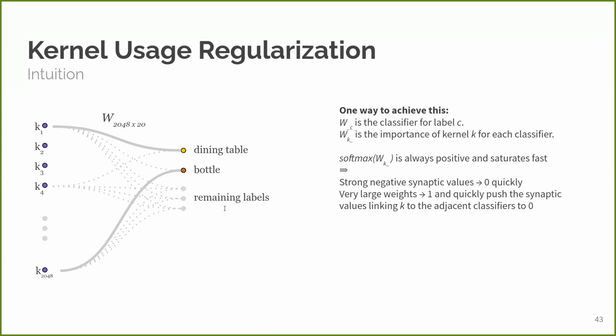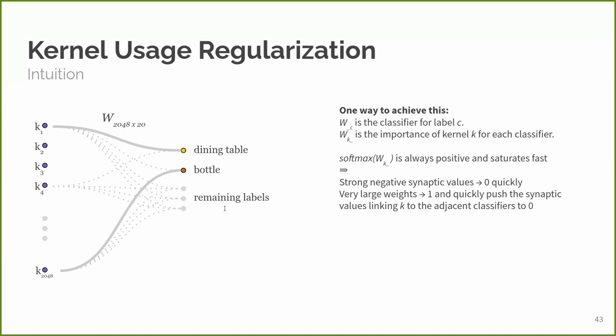So let W be the weight matrix for the last classifying layer. Then the column vector WC is the weight vector for the classifier of label C, and the row vector WK is the contribution of the kernel K for the classification of each label in the dataset. If we were to apply the softmax function over WK, then the result would always be positive and quickly saturating over large values, which means strong negative synaptic values would tend to 0.